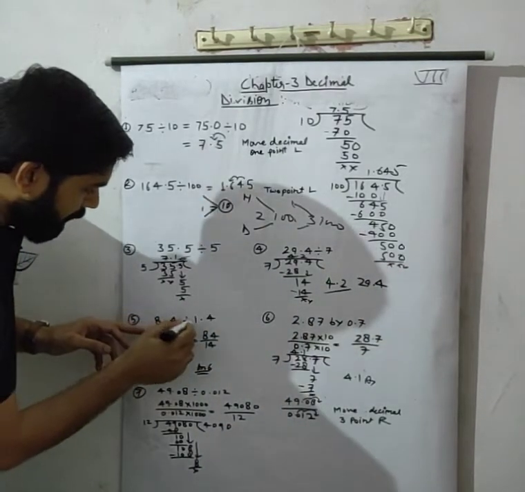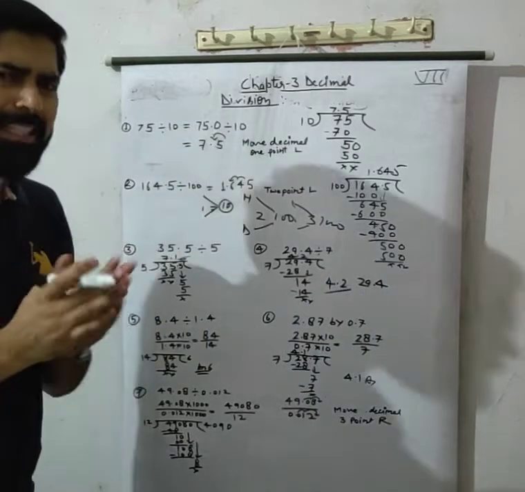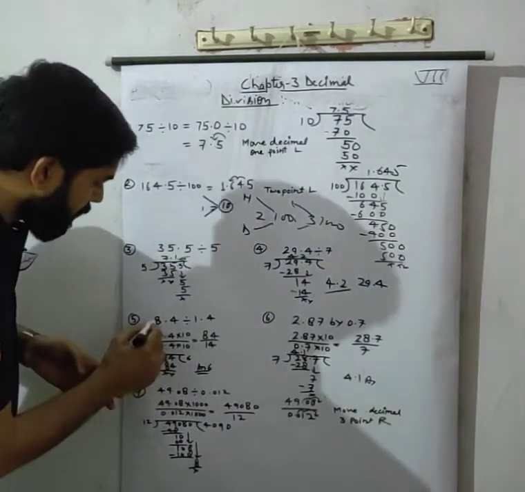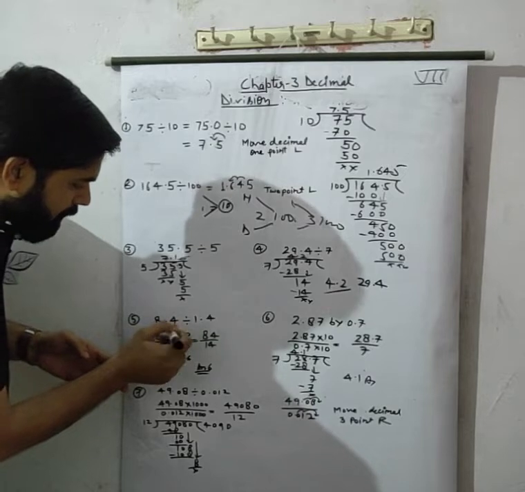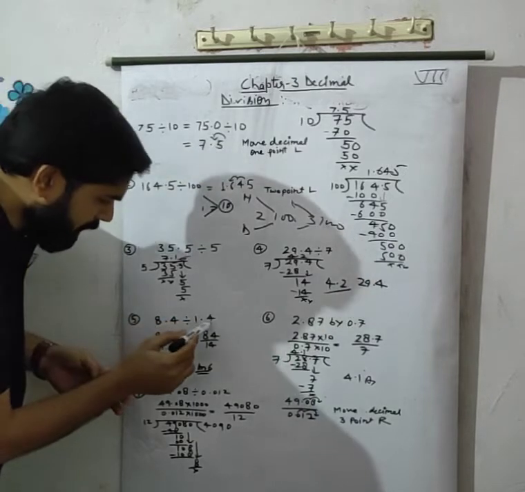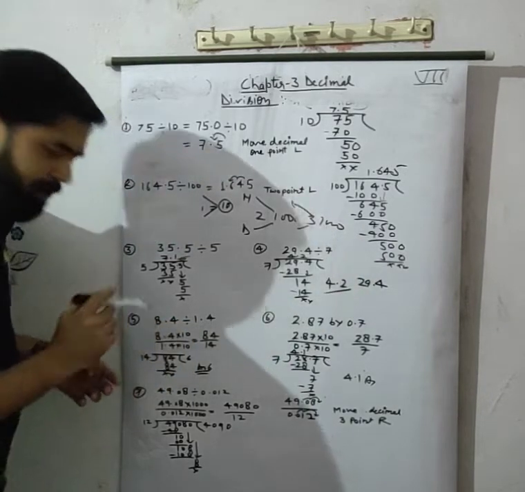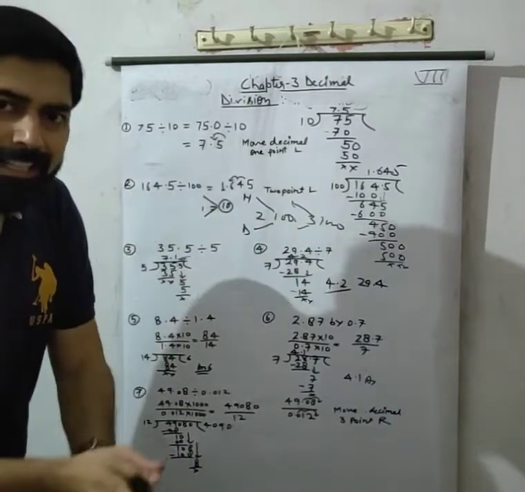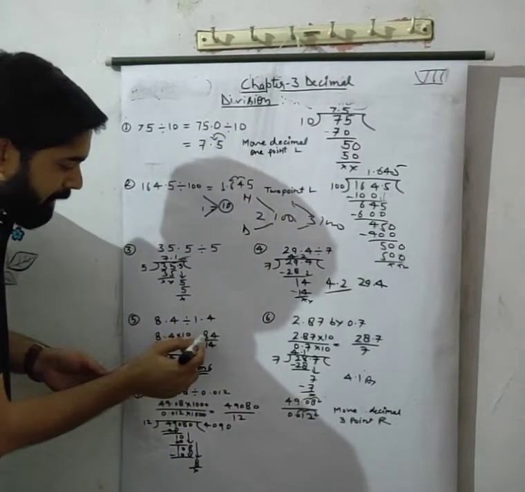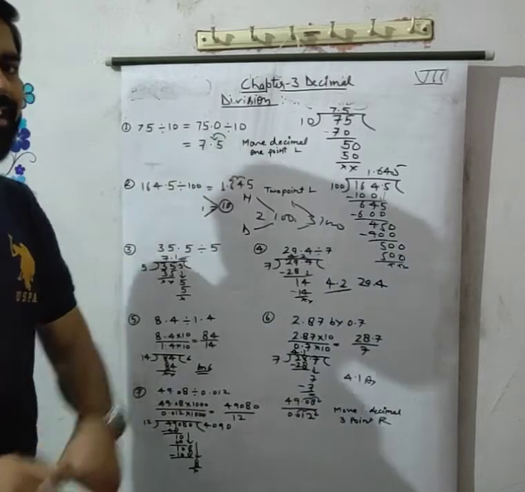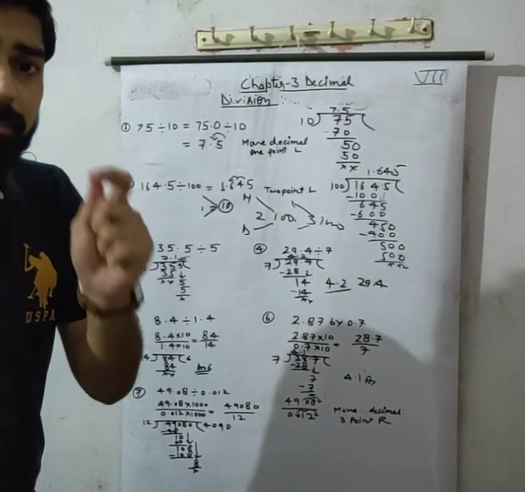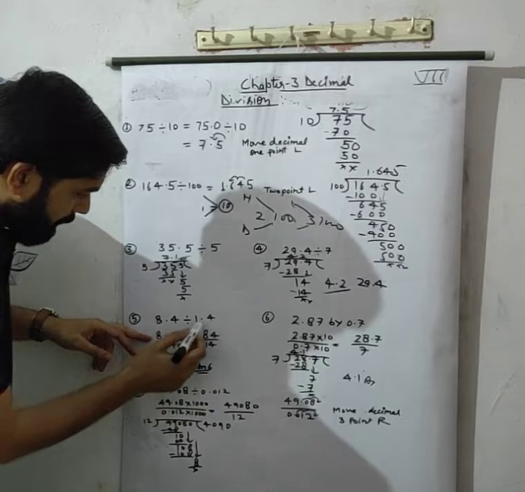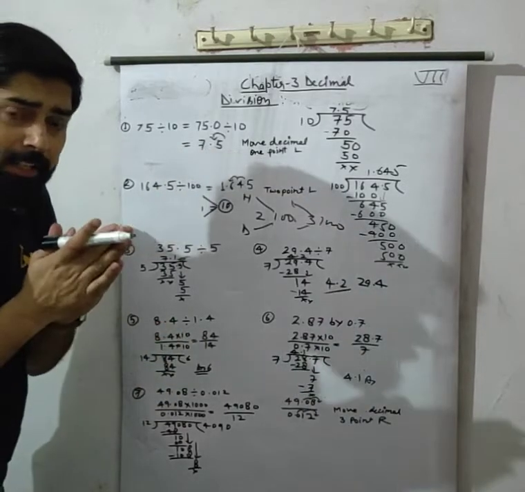So 8.4 divided by 1.4, and there is one method here. Firstly, match the decimal places of the dividend and divisor. Here is one place and also one place. So you can cancel the decimals and write directly 84 upon 14, because division is also part of the fraction. But here we need the divisor as a whole number.